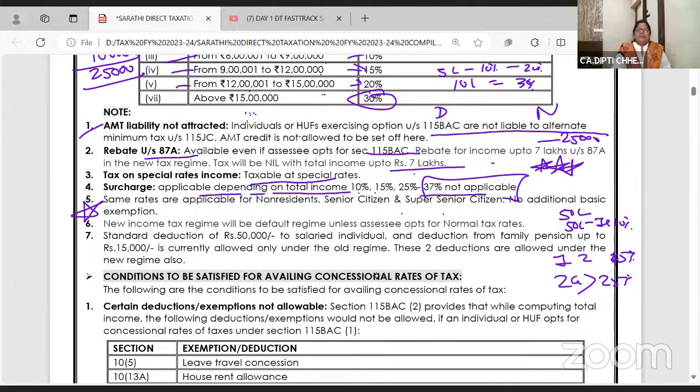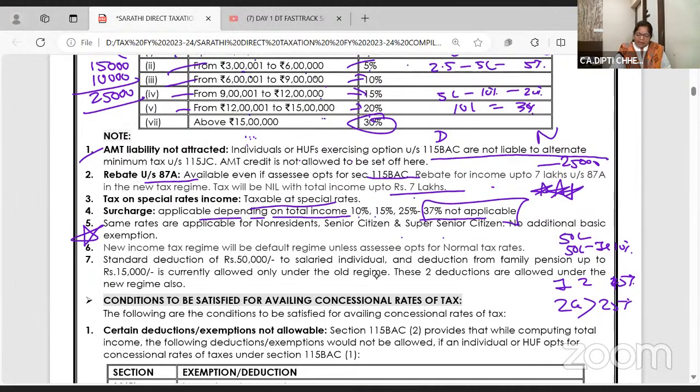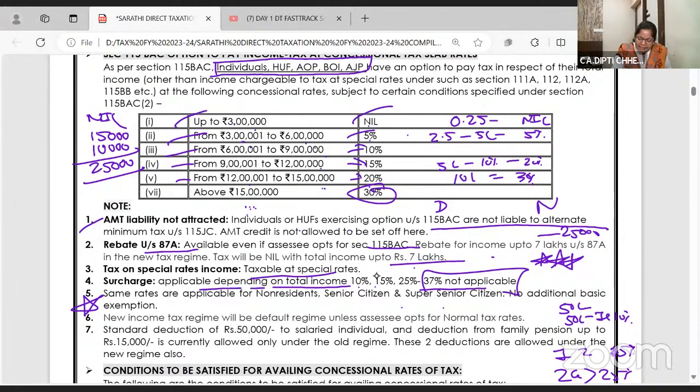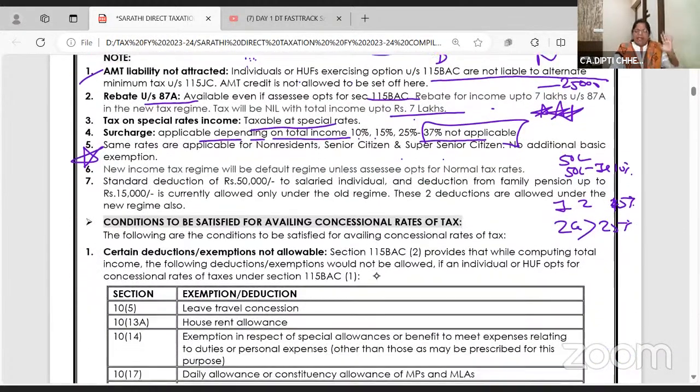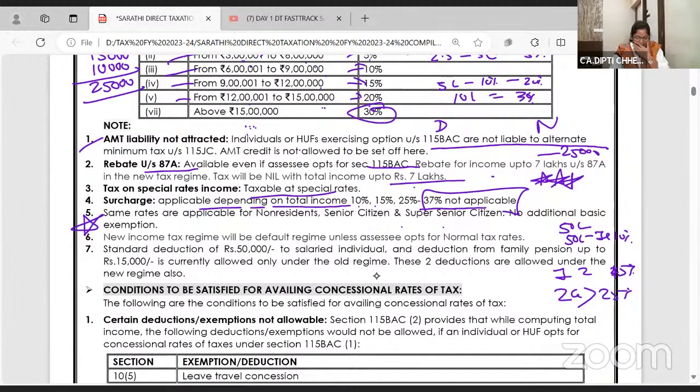Super point. This is where students make mistake. Ma'am, if I am 80 years above, will I get 5 lakh tak basic exemption? Answer is no. In the default tax regime, no additional basic exemption for senior citizen, super senior citizen. सबके लिए एक ही है. 3 lakh nil, 3 to 6 lakh 5%, 6 to 9 lakh 10%, and so on.